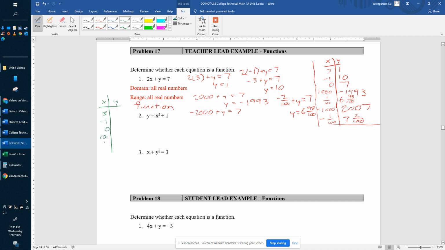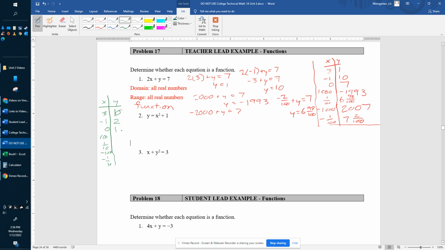I'm just going to do 100 and 1/10. So 3 squared plus 1, 9 plus 1, y equals 10. Y equals negative 1 squared, which is positive 1, plus 1 is 2. X is 0, that makes that go away, so y equals 1.